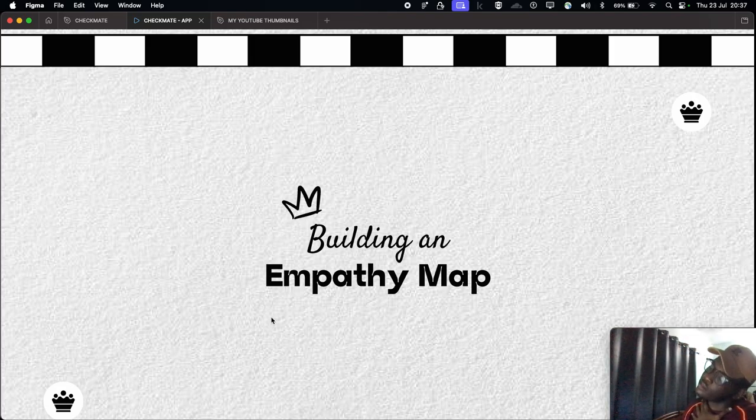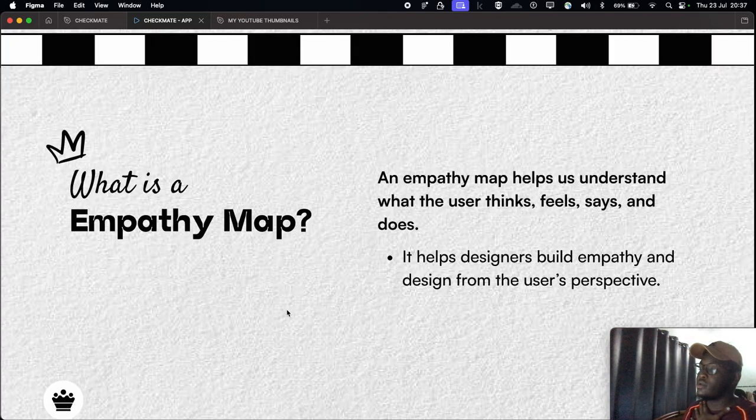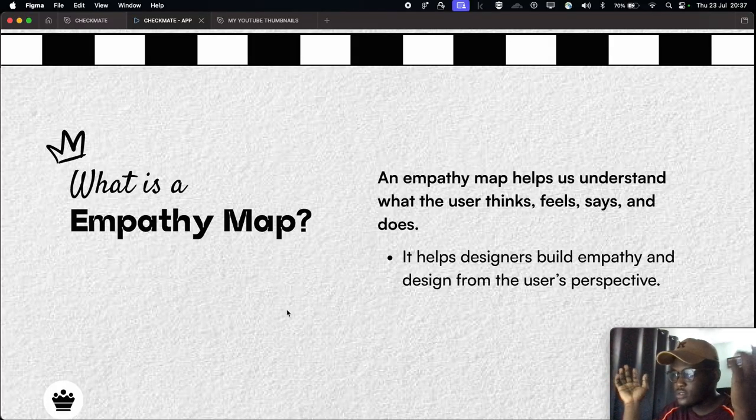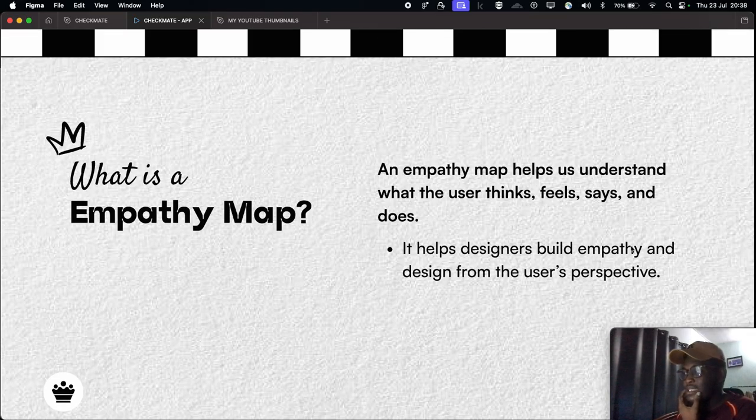Okay, another thing we'll quickly move to is building an empathy map. So I'm going to take you through what an empathy map is all about. An empathy map is just a map that helps you understand what the user thinks, feels, says, and does. TFSD. Think, feels, says, and does. That's what an empathy map is all about, right? And it helps designers to build empathy and design from the user's perspective.